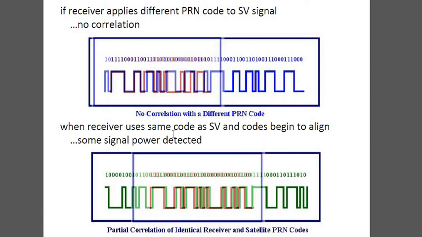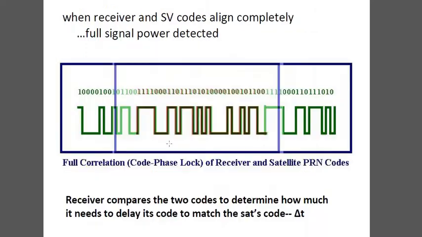When the receiver uses the same code as your satellite signal and the codes begin to align, then some signal power will be detected. So there will be some blurring found when you apply the same codes which are sent by the satellite. So when the receiver uses the same code as the satellite vehicle has sent and the codes begin to align, then we will get some signal power, and that power will be detected over there. So that is the second case.